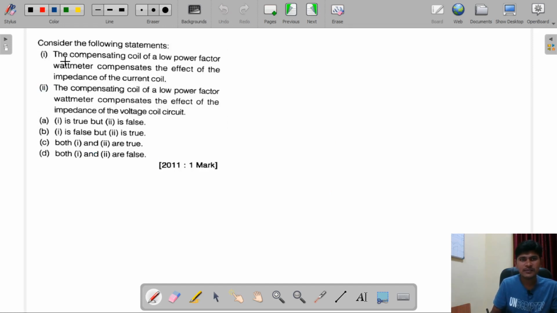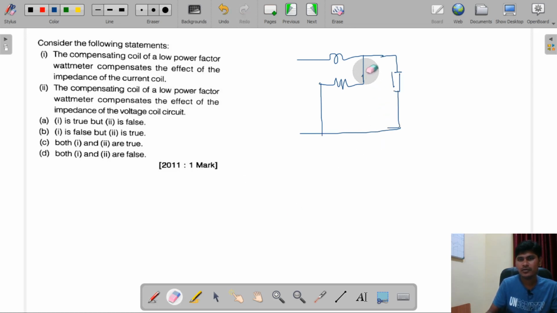Consider the following statements. The compensating coil of a low power factor wattmeter compensates the effect of the impedance of the current coil. In the case of a low power factor wattmeter, we use the LC connection. So you're going to have the connection like this. You're going to have a compensating coil, right?